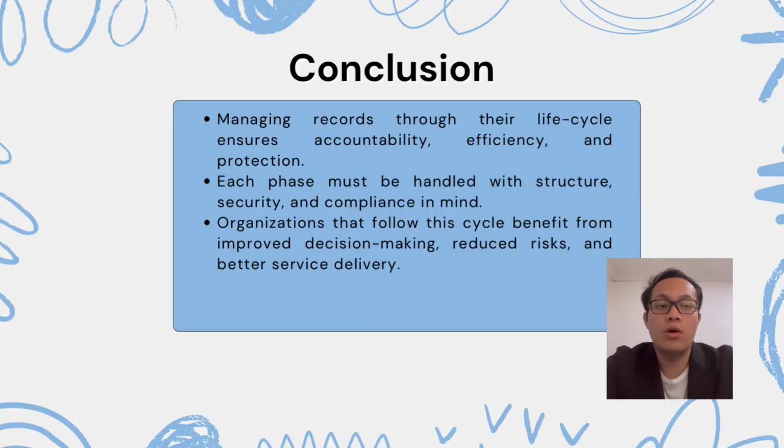To conclude, managing records through the life cycle is to ensure accountability, efficiency, and protection. Each of the 5 phases that I mentioned earlier must be handled with structure, security, and compliance in mind. Organizations that follow the cycle benefit from improved decision making, reduced risk, and better service delivery.